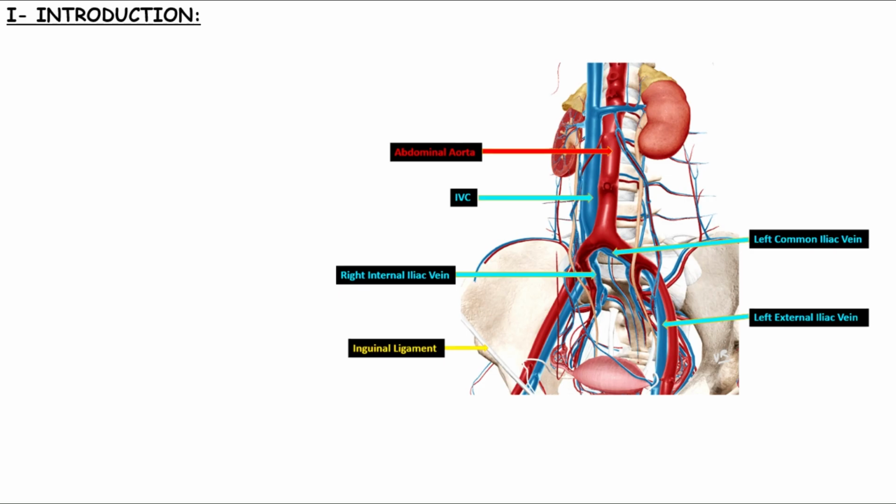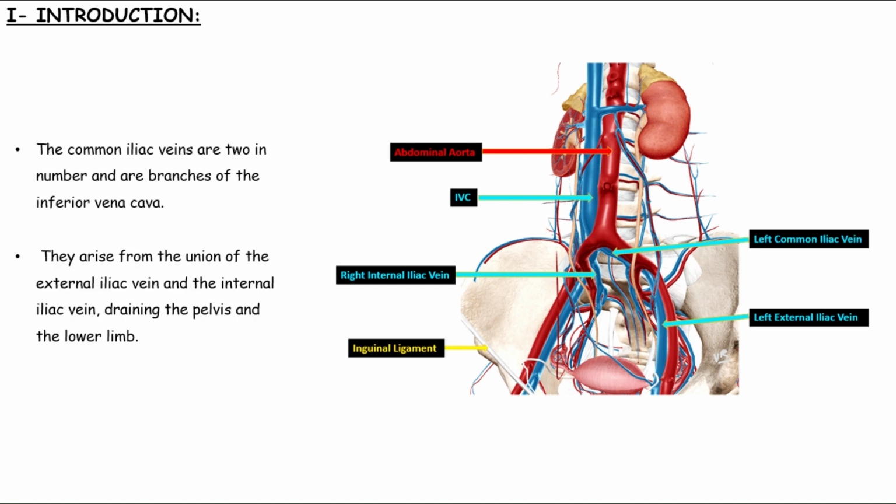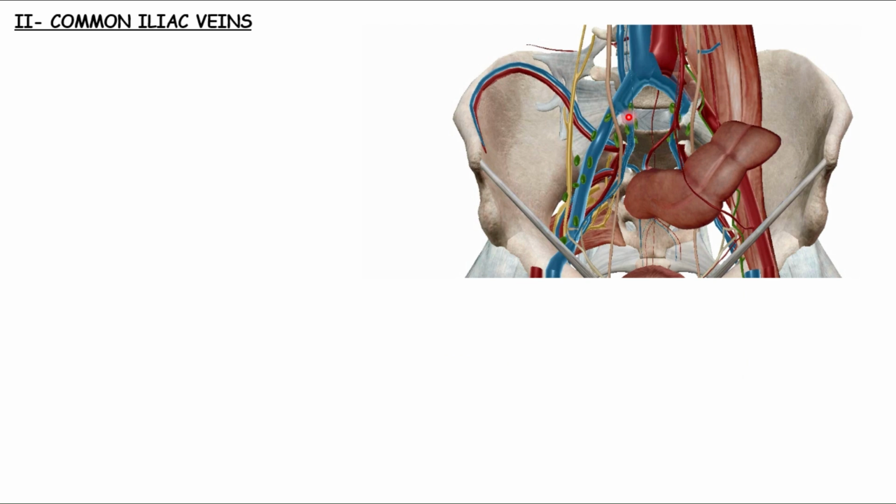The common iliac veins are 2 in number and are branches of the inferior vena cava. They arise from the union of the external iliac vein and the internal iliac vein, draining the pelvis and the lower limb. Let's start by detailing the common iliac veins.